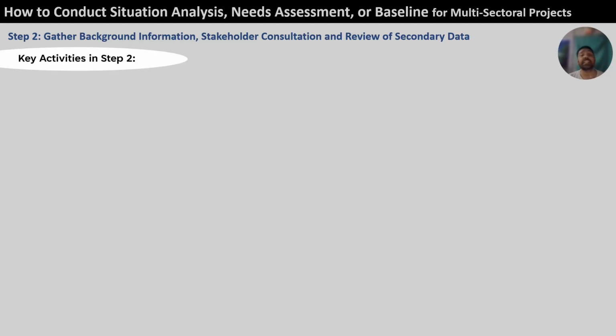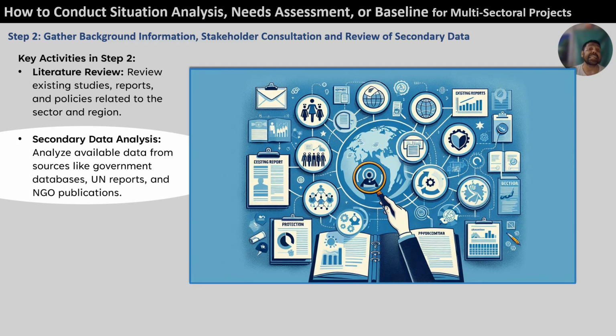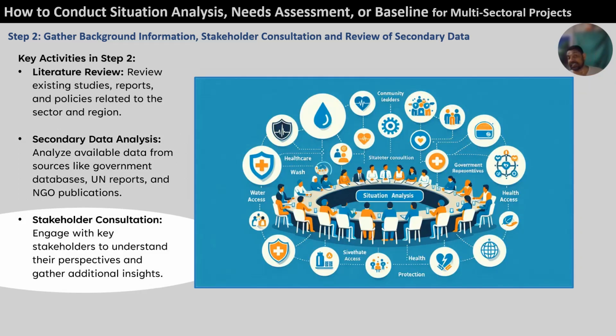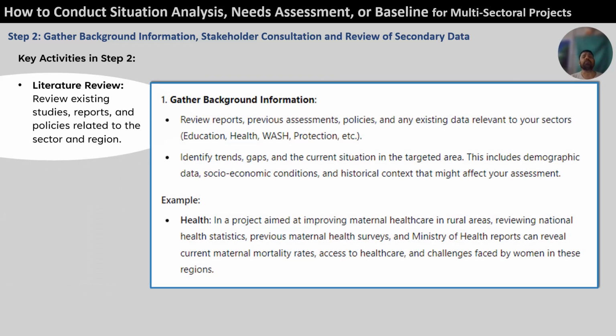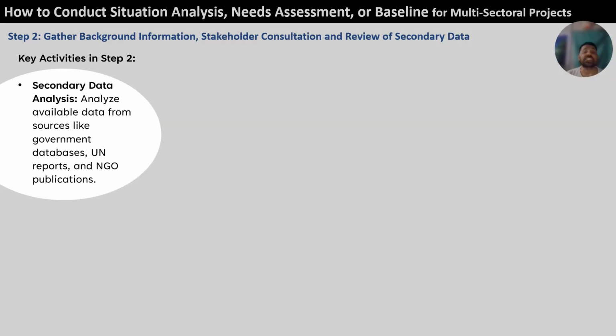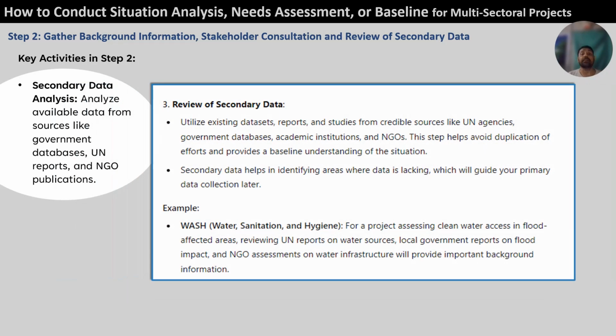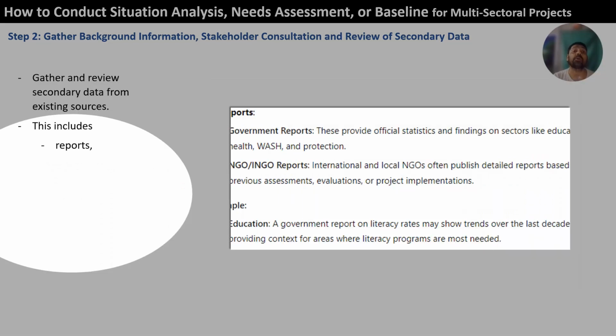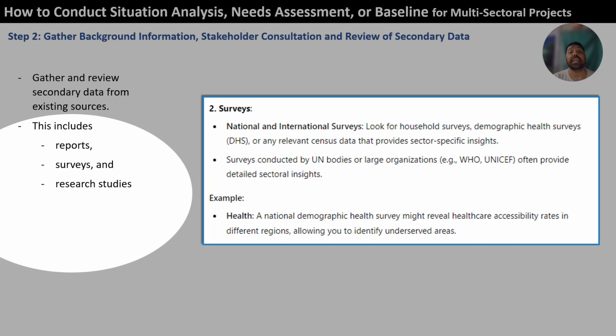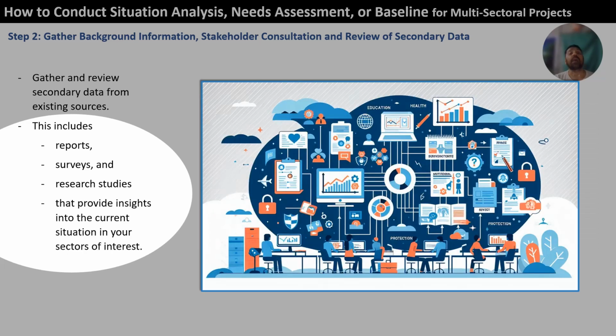Key activities in this step number two are literature review, secondary data analysis, and stakeholder consultation. Literature review: to review existing studies, reports, and policies related to the sector and region. Secondary data analysis: to analyze available data from sources like government databases, UN reports, and NGO publications. This includes reports, surveys, and research studies that provide insight into the current situation in your sectors of interest.